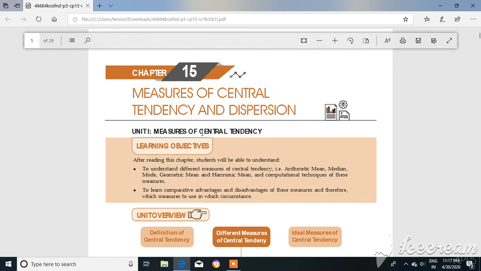Good evening friends, today we are going to start measure of central tendency and dispersion. Now what we have to do in measure of central tendency? So we are going to consider different measures of central tendency, that is arithmetic mean, median, mode, geometric mean and harmonic mean, and computational techniques of this measure. The second part is to learn comparative advantage and disadvantage of these measures of dispersion as well as measure of central tendency.